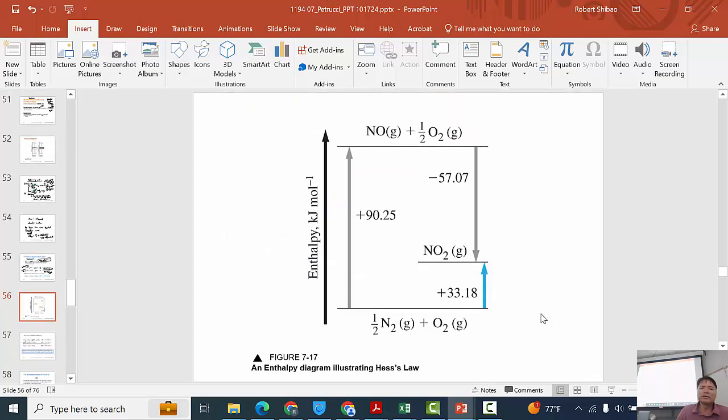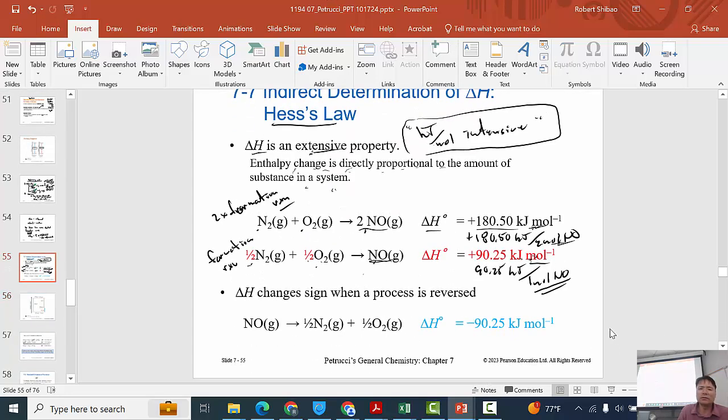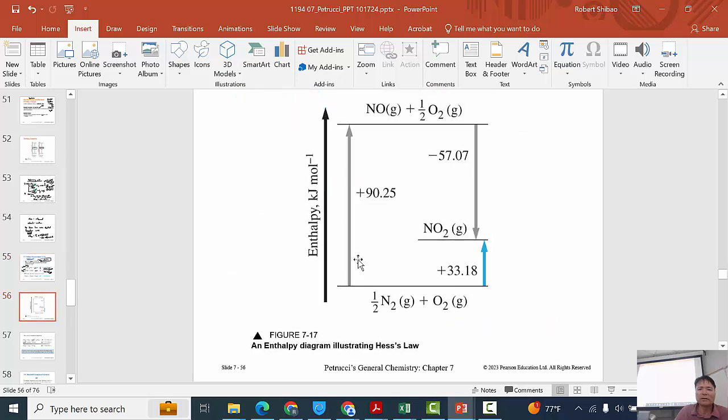Okay, now if we reverse it, the sign changes. So if I take this formation reaction and go backwards here, then it's this. But now this is not a formation, it's formation of a single product. And so here we're forming N2 and O2, so this is not a formation reaction. And so let's define a formation reaction. They haven't defined it quite yet.